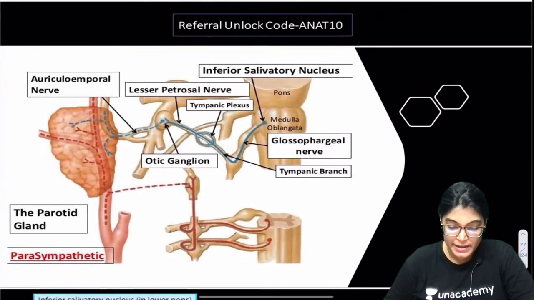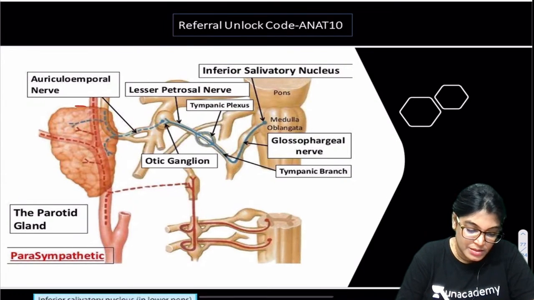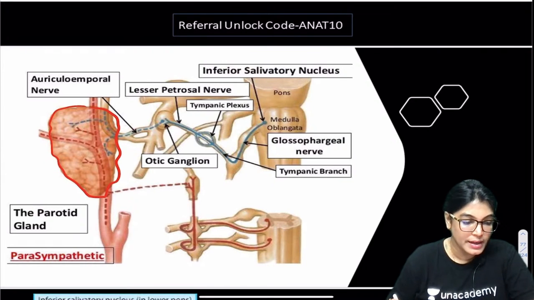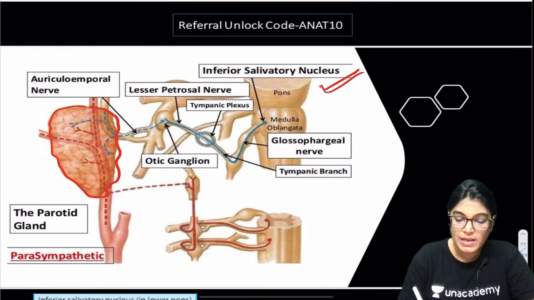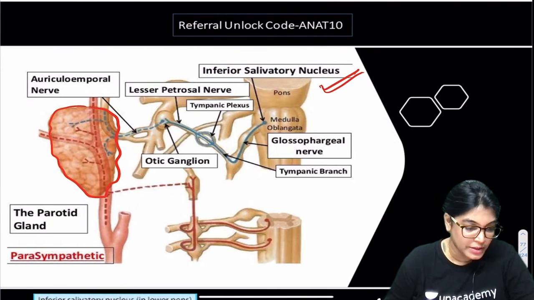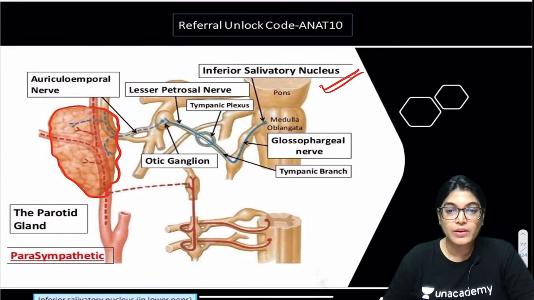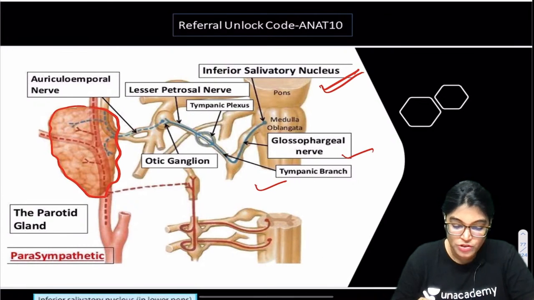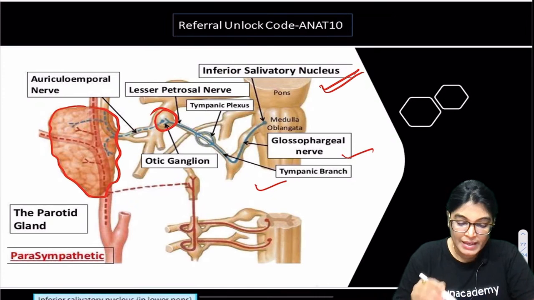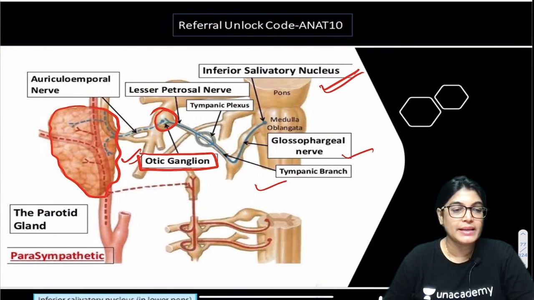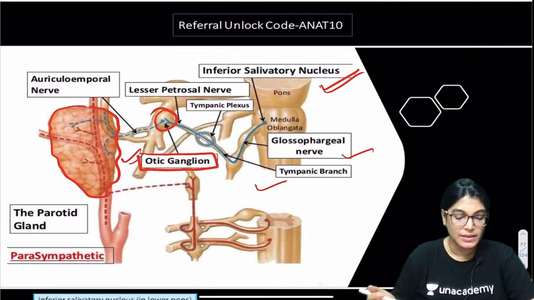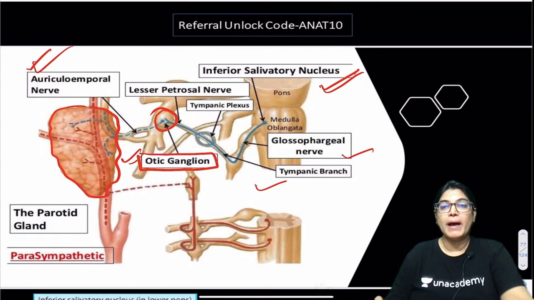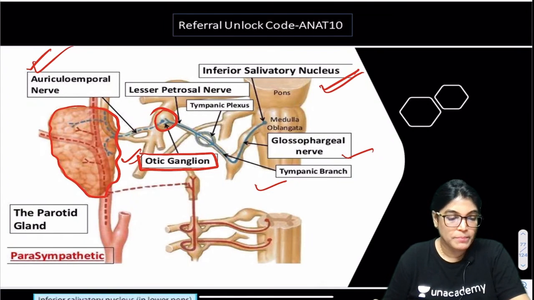Let me show you this diagram which will help you understand better. Here you can see the whole outline of the parotid gland. The preganglionic fibers arise from the inferior salivary nucleus, and then pass via the glossopharyngeal nerve, the tympanic branch, and the lesser petrosal nerve, relaying in the otic ganglion. From here the postganglionic fibers arise and innervate the parotid gland via the auriculotemporal nerve.